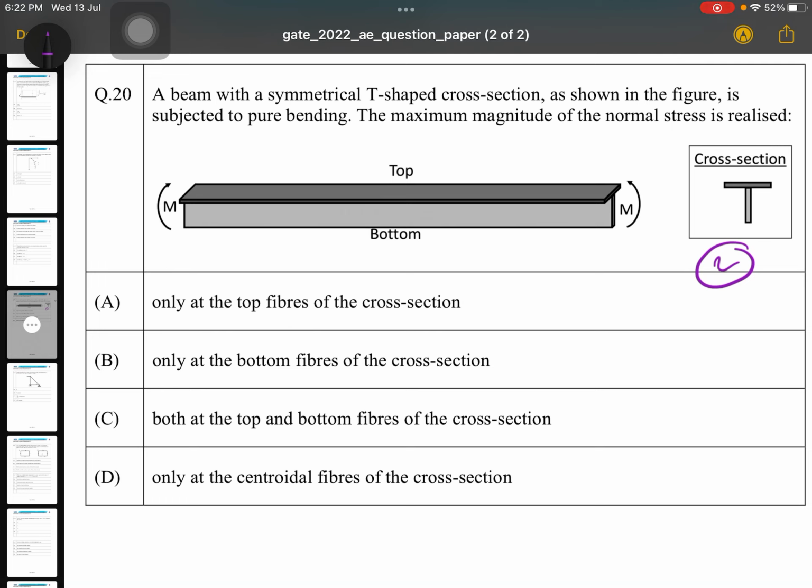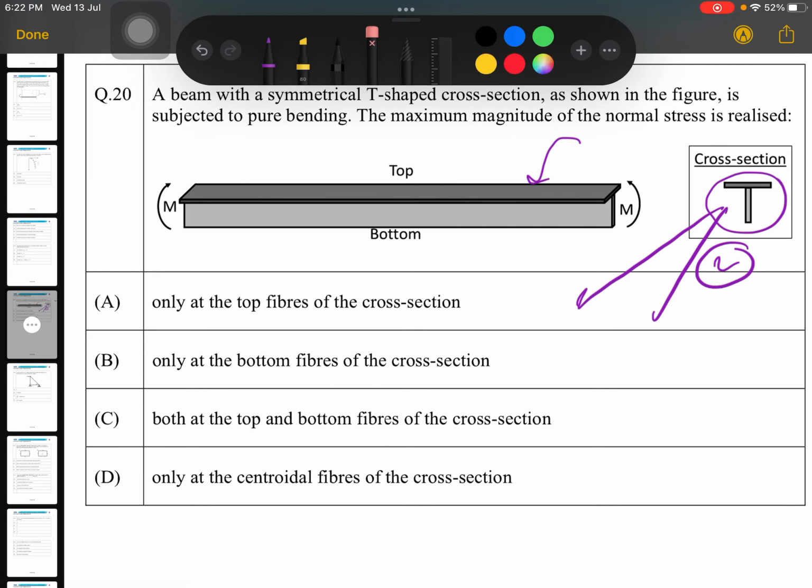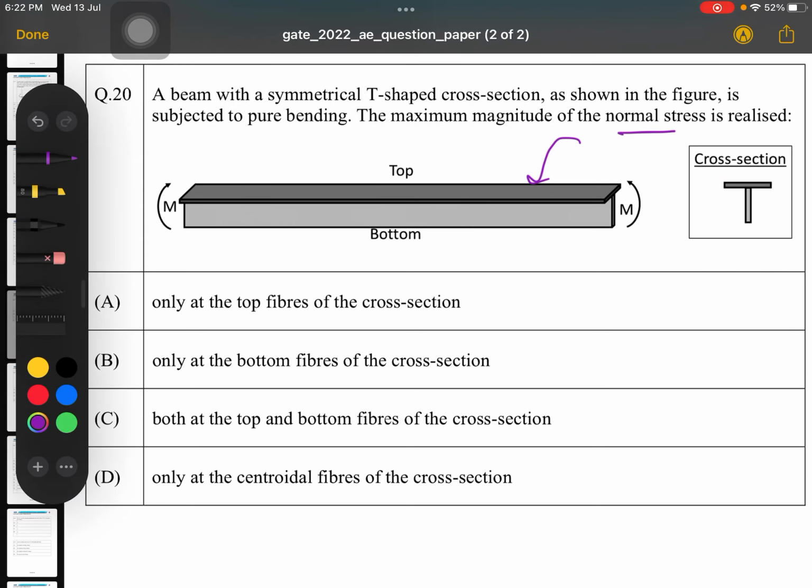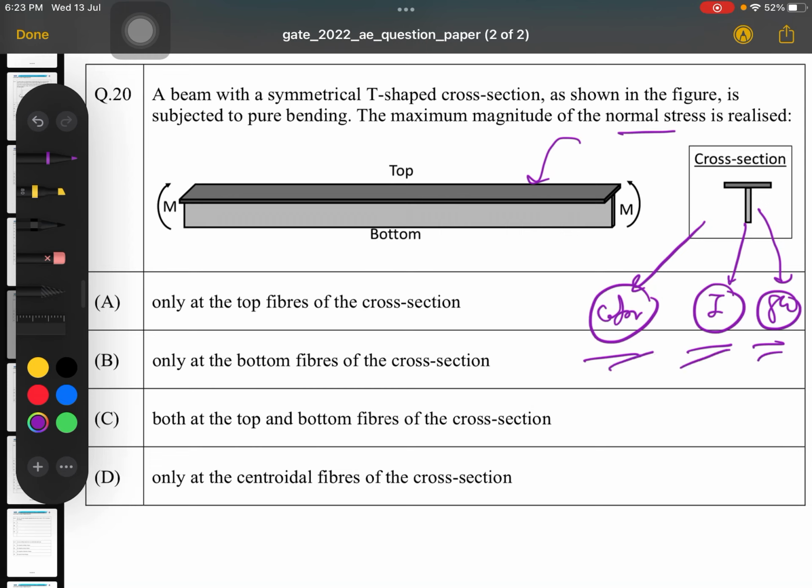The question says, you can see the cross section is a T. Whenever you see a T section, other than this question, what are the things you should know very well about it? The student should be able to find the centroid of the T section, the moment of inertia of the T section, and where the shear center is in the T section. These three are very basic and you can take them for granted. You should know these three things whenever you see any type of T section.